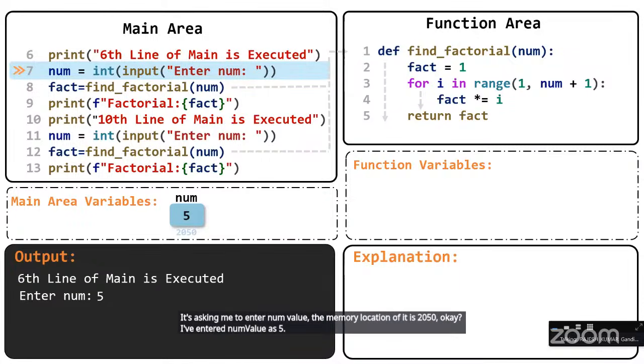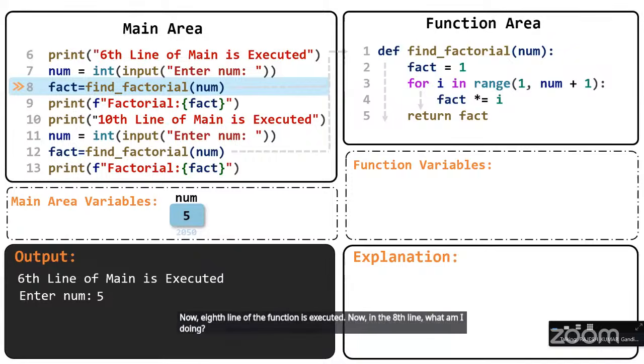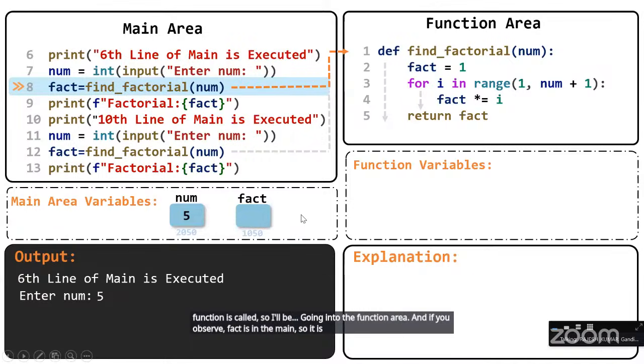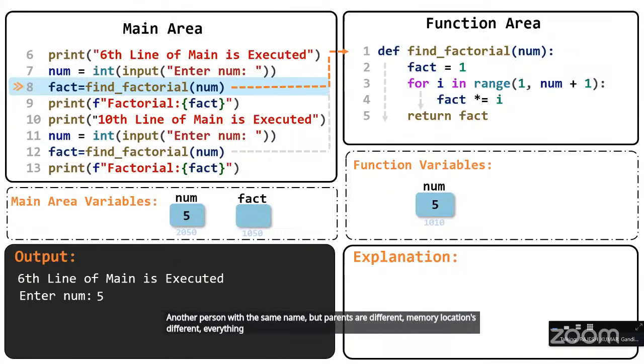Now, eighth line of the main is executed. In the eighth line, what am I doing? I'm calling the function, and I'm sending 5 to it. So here, function is called, so I'll be going into the function area. And if you observe, fact is in the main, so its memory location is 1050. Done. So 5, a duplicate value, is sent to num. Inside the function, that's a local variable. That's another person with the same name, but parents are different, memory locations different, everything different. So that 5 came to it.